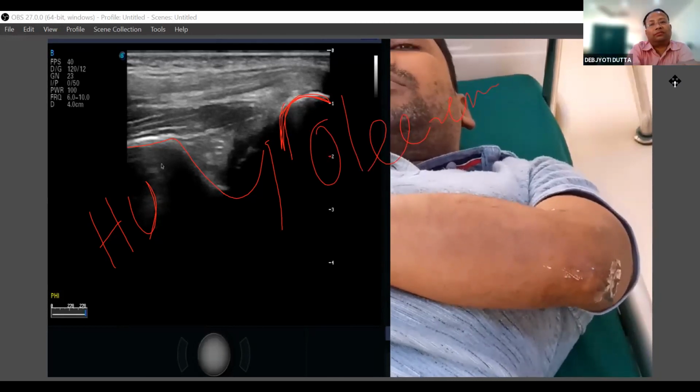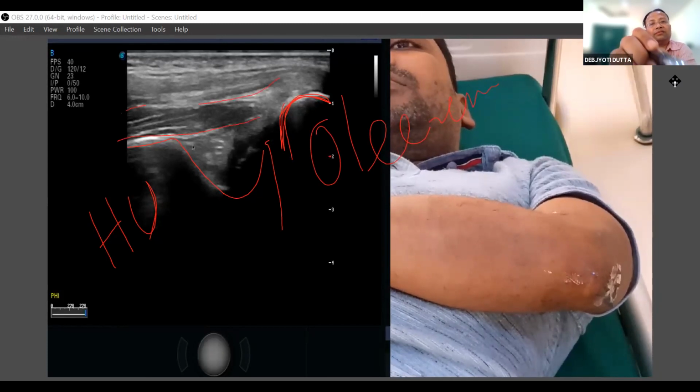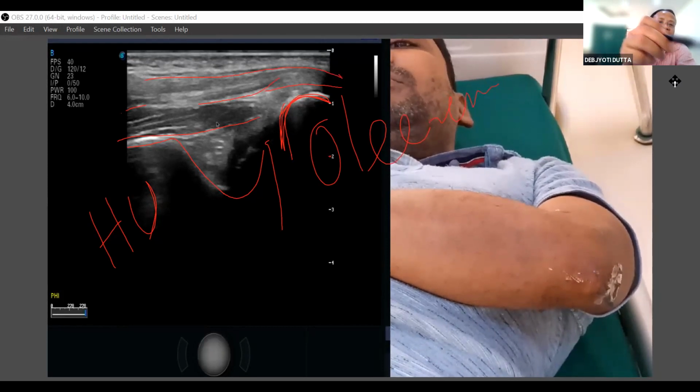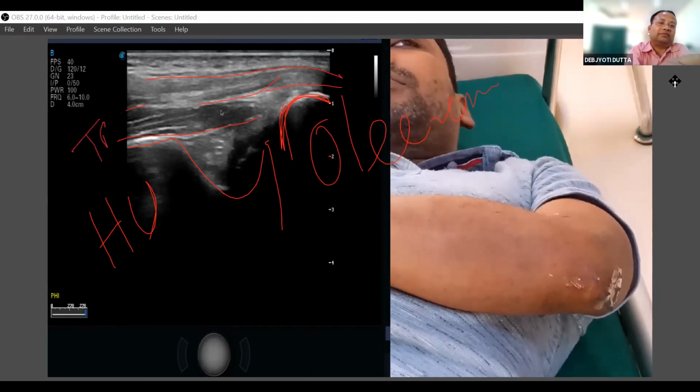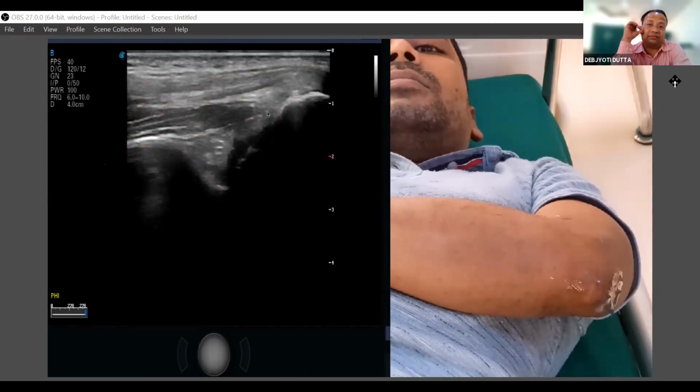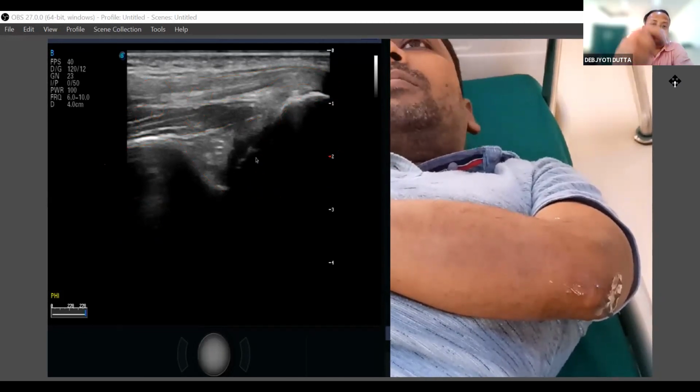So here, this portion is the olecranon fossa. This is the tip of the olecranon, and this is the triceps. Okay, this is the triceps. This is the muscular part, this is the tendinous part. Ultimately, all are becoming tendon here, and they are joining at the tip of the olecranon. So if there is fluid, you will be able to see it here. And here we can see slight fluid, but that is normal, not abnormal.